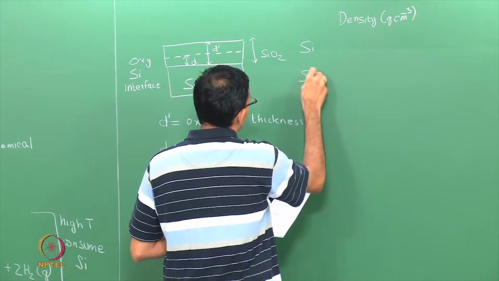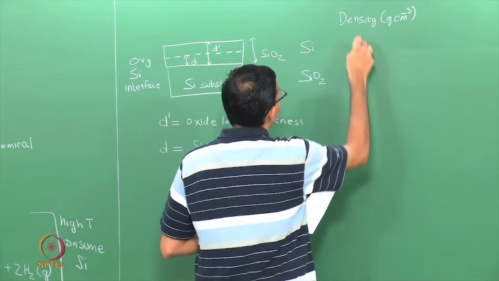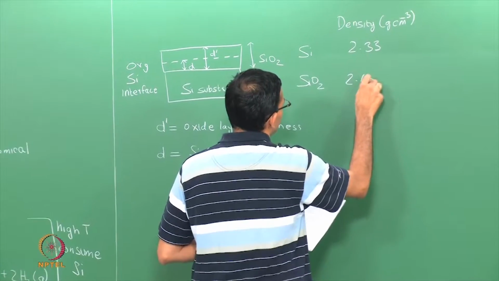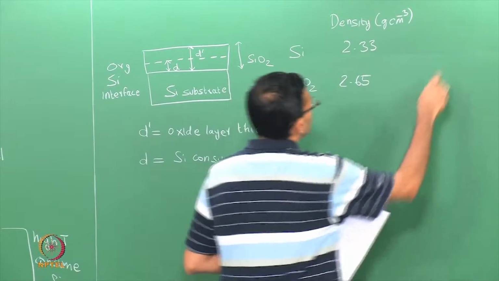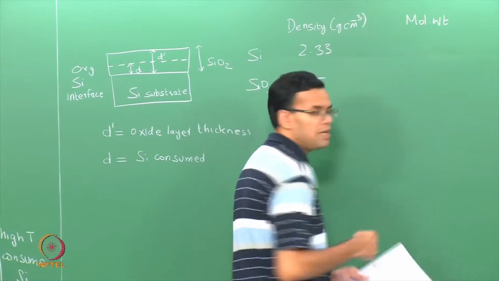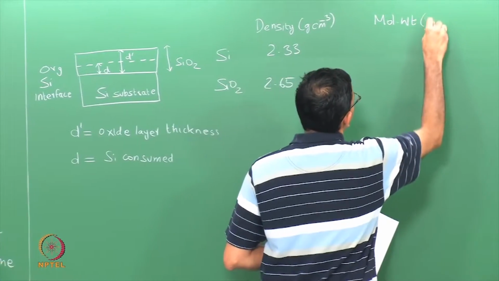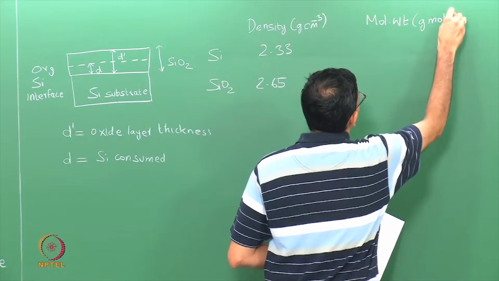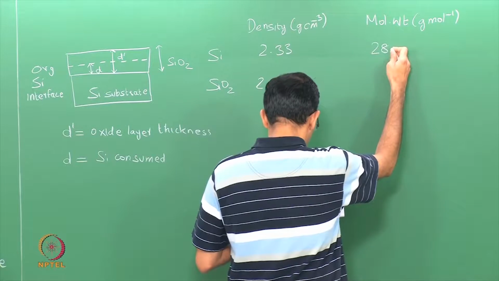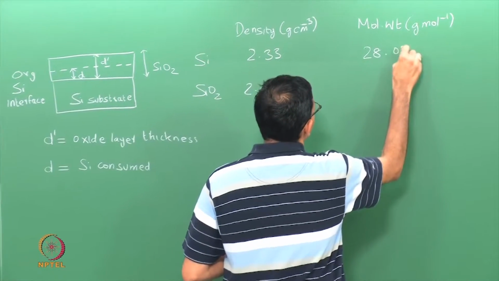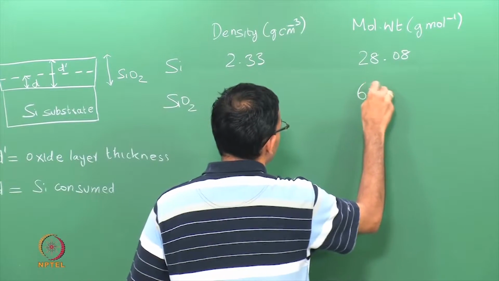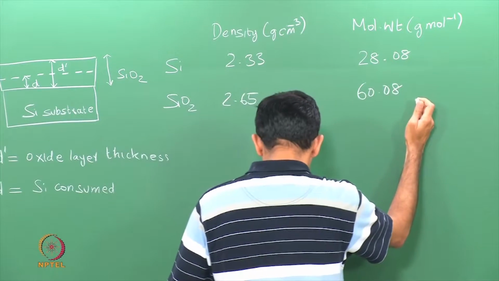silicon and SiO2. Silicon's density is 2.33. SiO2 is 2.65. We also need the molecular weight. For silicon, this will be the atomic weight. So, silicon's atomic weight, and for the oxide, 60.08.